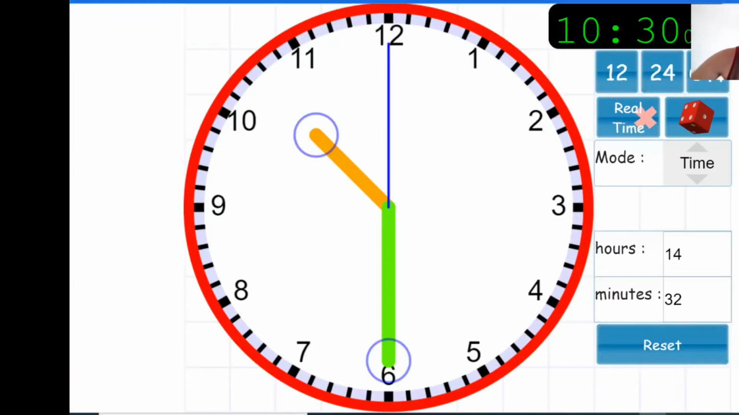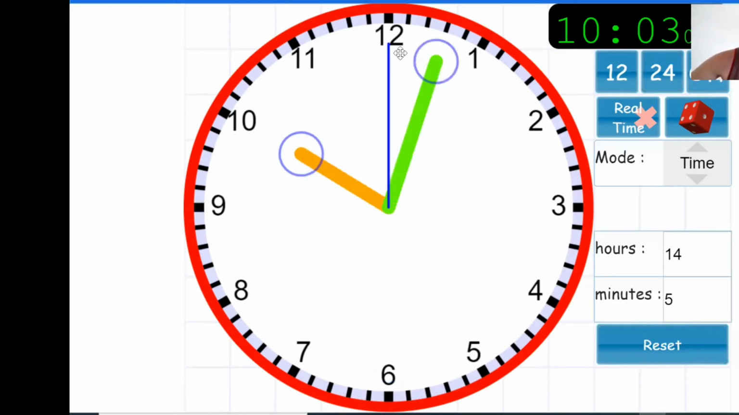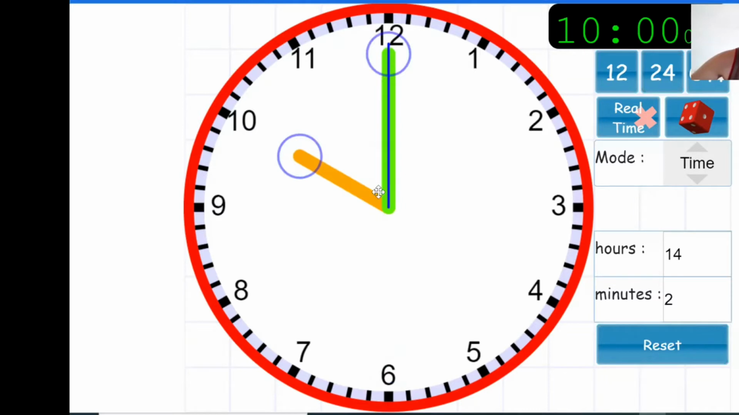All right, guys, I'm just going to show you very quickly how you would find half an hour less, half an hour more, 1 hour less, 1 hour more. Okay, so if we start with 10 o'clock, remember that the minute hand points to the 12. Always when it's o'clock, the minute hand points to the 12. The hour hand will be pointing to the hour. So in this case, we say 10 o'clock.